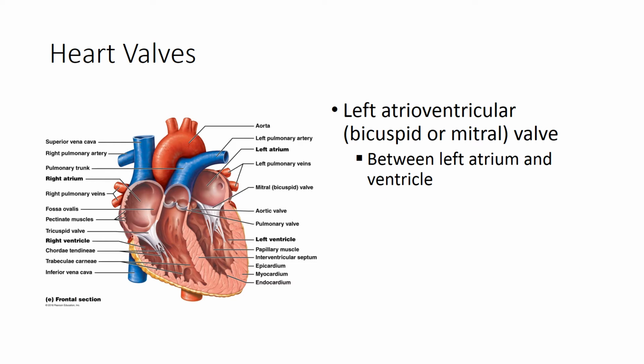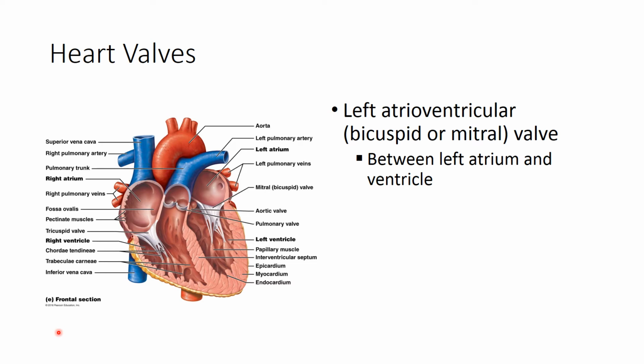On the left side of the heart, there's also an atrioventricular valve. And this valve, of course, is between the left atrium and left ventricle. It is sometimes called the bicuspid valve because it's made up of two flaps or two cusps of tissue. And it's also known as the mitral valve. So three names to choose from.